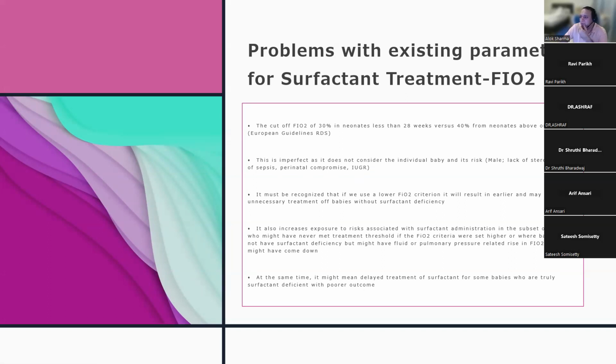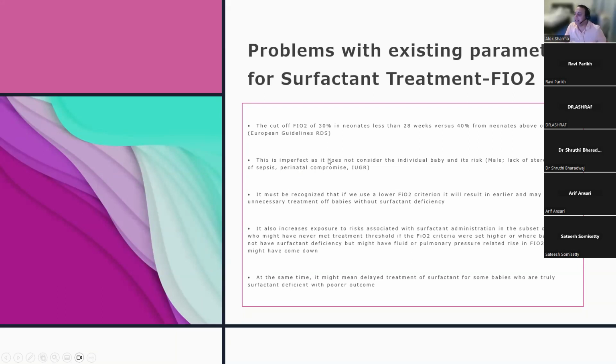Now, the question from our perspective is, are those babies going to honeymoon and deteriorate later on? But the evidence wouldn't support giving them surfactant empirically. So again, just saying that you have an FiO2 of 30% without taking these factors into account means that you're going to treat all babies in one way, which I don't think is appropriate.